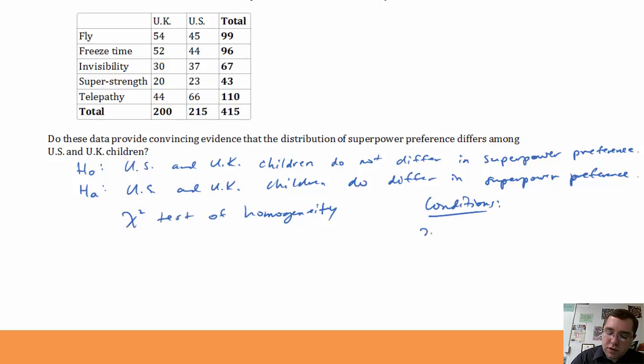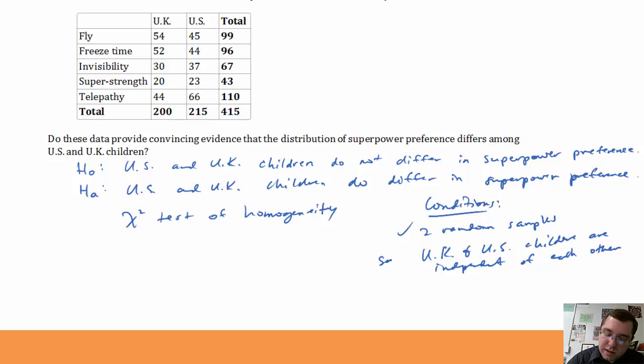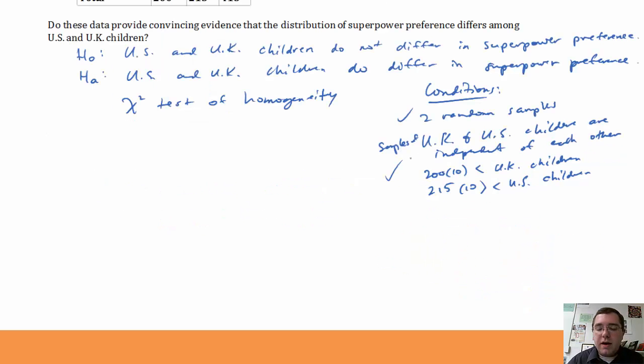We check the conditions. We have 2 random samples. Check. We can say that our samples of UK and US children are independent of each other, and 200 times 10 is less than the population of UK children, and 215 times 10 is less than the population of US children. So we satisfy independence in the 10% condition. And then we need to verify that the expected counts are all at least 5. In order to do that, we need to calculate the expected counts.